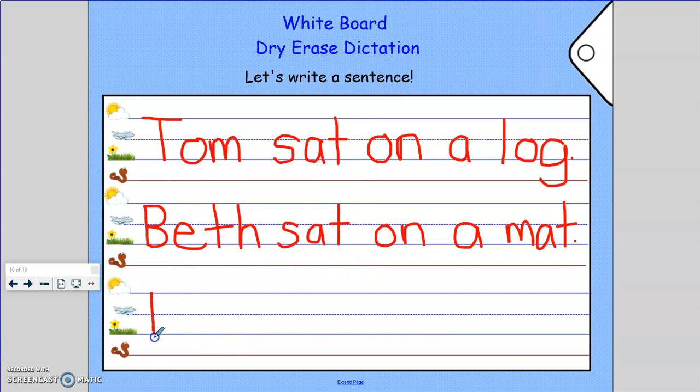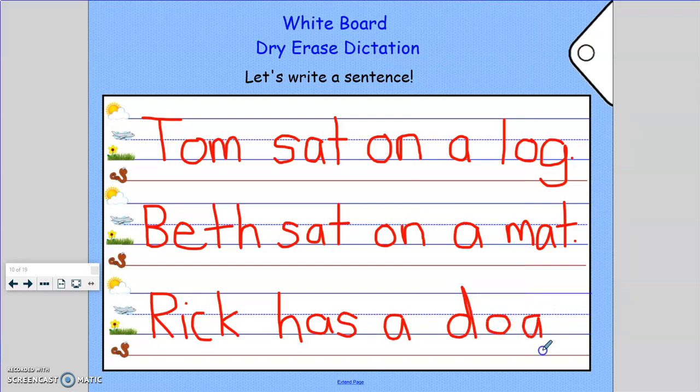Now I'm going to use one more name that we just worked on. This is the name Rick. And I'm going to write a different sentence with the name Rick. Okay, let's read this sentence. Rick has a dog. Great job.